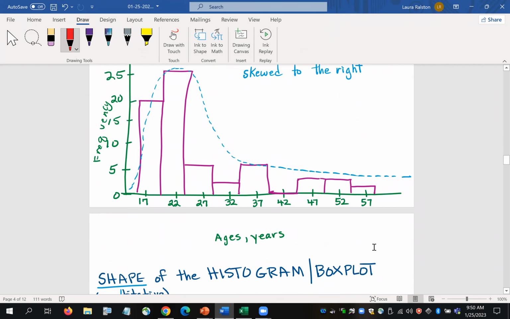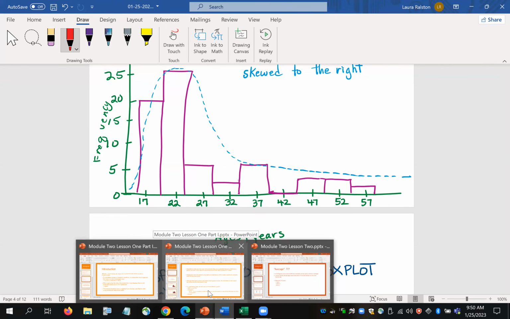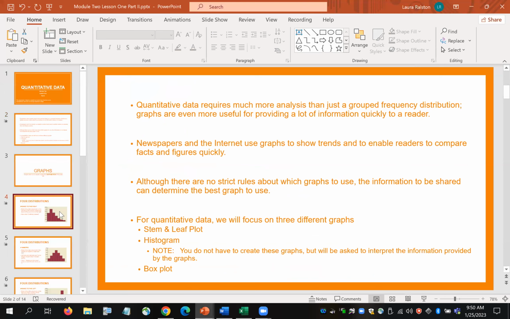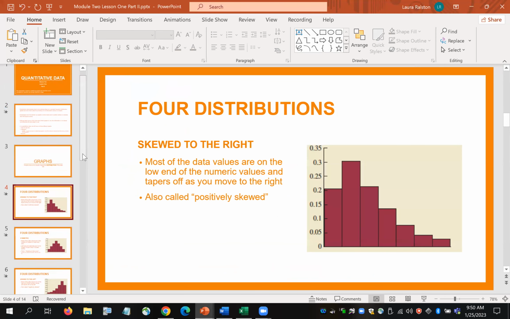And then we got into the different distributions. So I want to go back over to the PowerPoint for just a minute and review those 3 distributions.